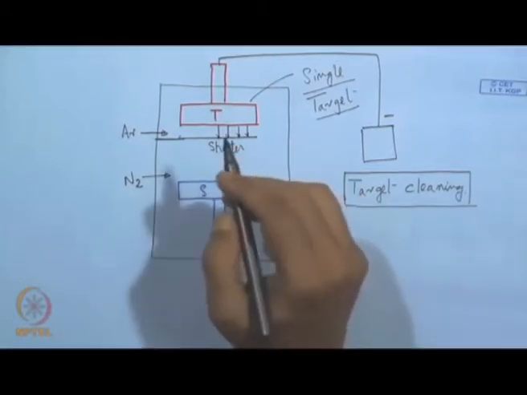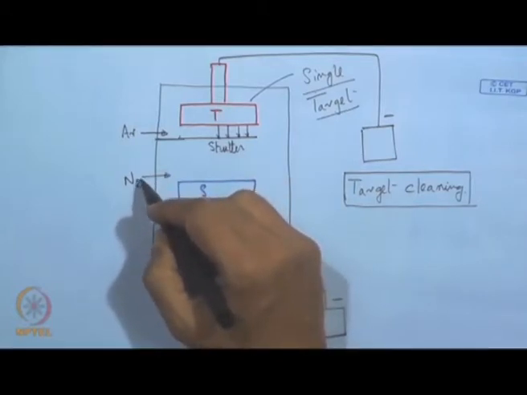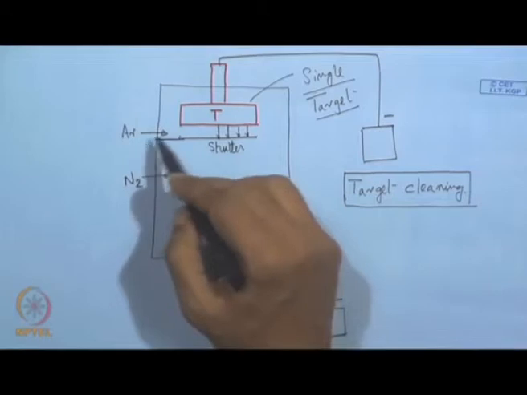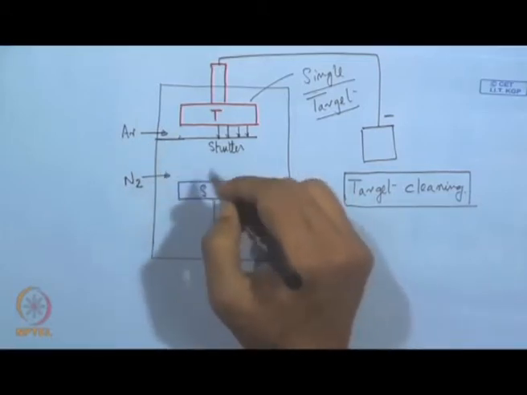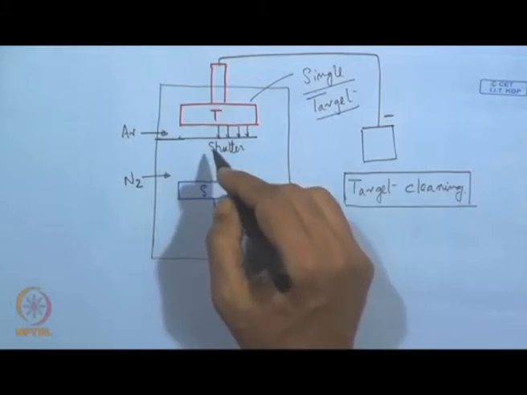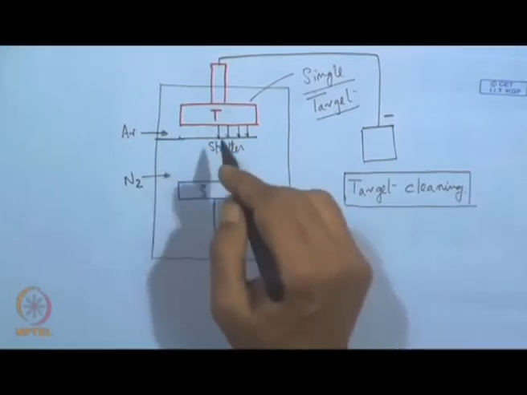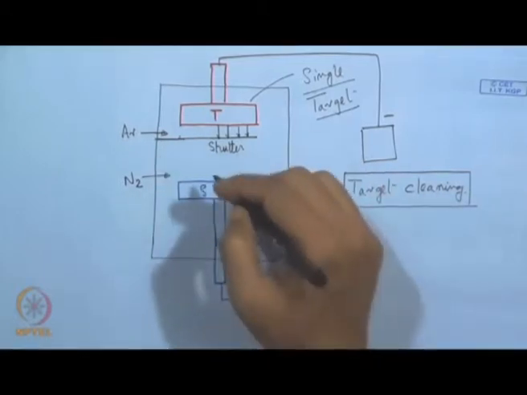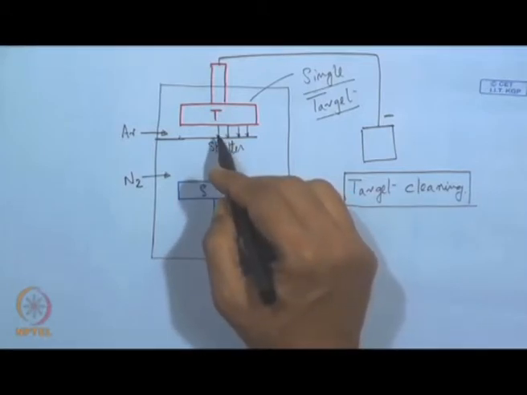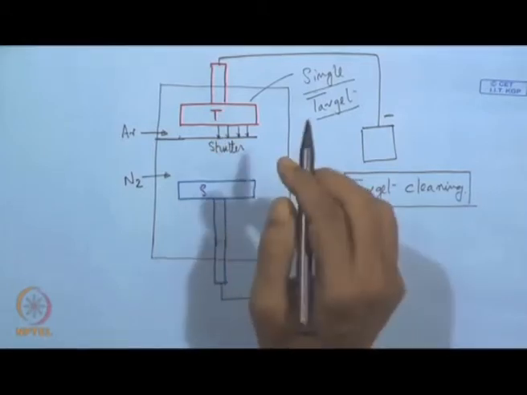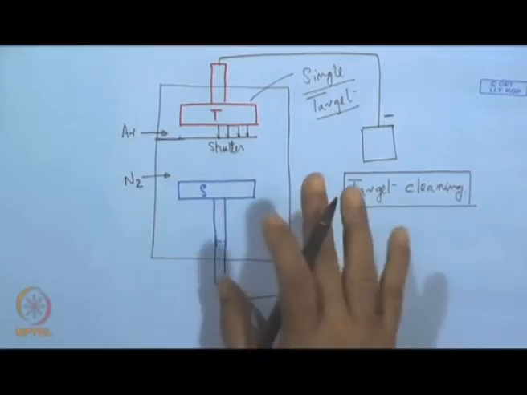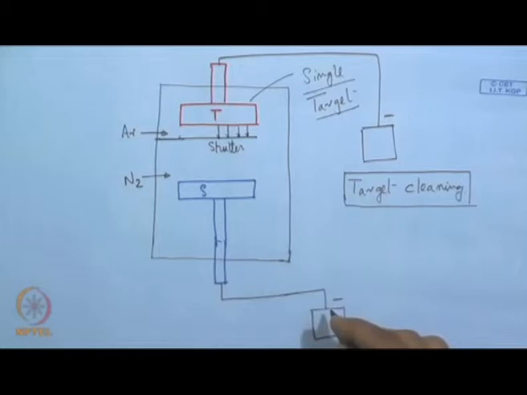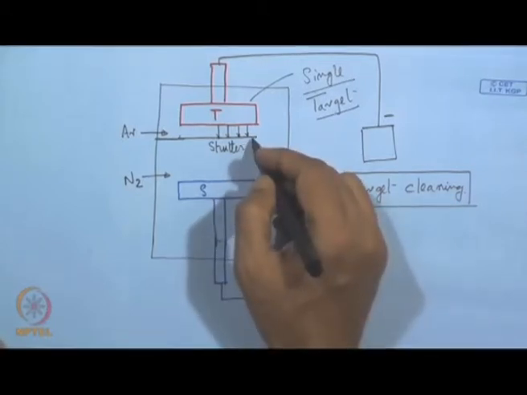At the same time, nitrogen should not be injected; only argon can be brought in on this side. On this side we have the shutter, and at this point we do not have any activation of the substrate. This is a passive substrate, it is not yet polarized. After this, the shutter will be removed.